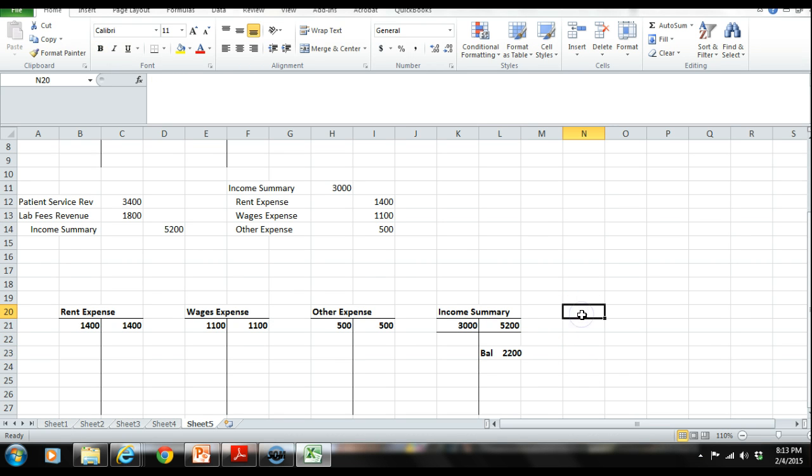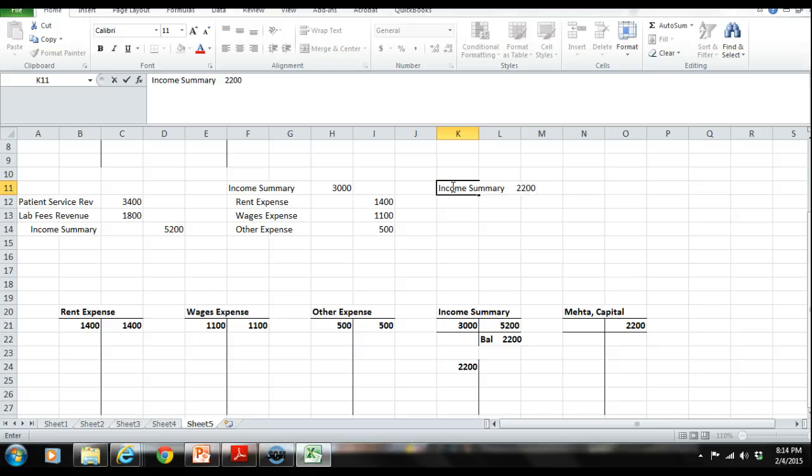So you have to debit that, and then you have to credit the Meta Capital. Let's just think of this. We do have this new balance of 2,200. If we want to zero out our income summary, what are we going to do? We're going to debit it, 2,200. And what are we going to do with Meta Capital? Credit it, 2,200. So look at this entry. Our income summary gets debited 2,200, and then Meta Capital gets credited 2,200.